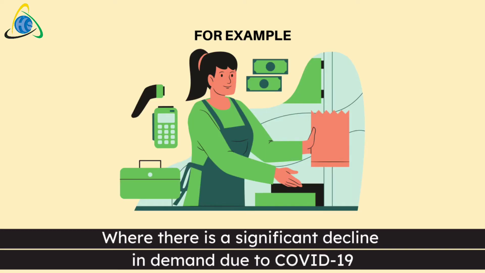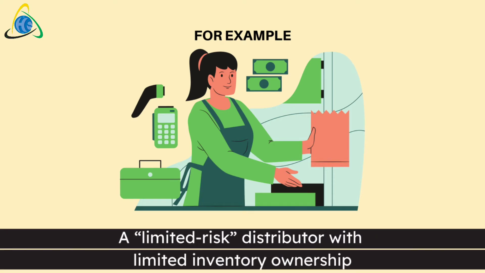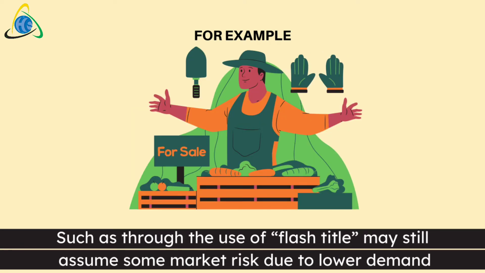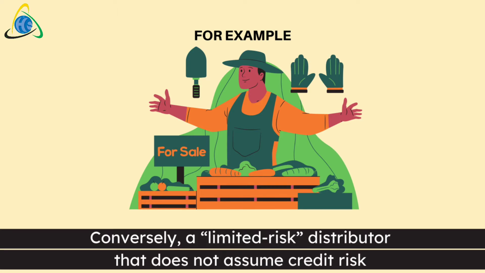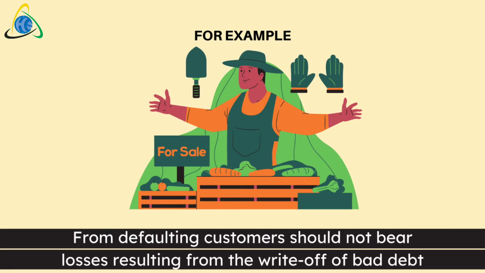For example, where there is a significant decline in demand due to COVID-19, a limited risk distributor with limited inventory ownership, such as through the use of flash title, may still assume some market risk due to lower demand and may earn a loss associated with this risk even at arm's length. Conversely, a limited risk distributor that does not assume credit risk from defaulting customers should not bear losses resulting from the write-off of bad debt.